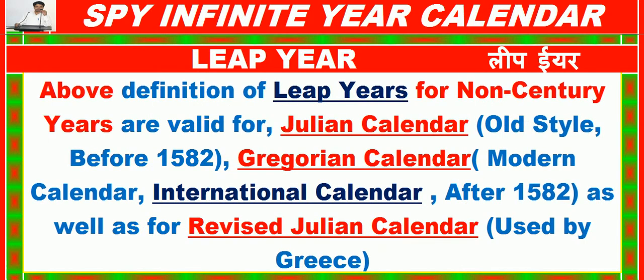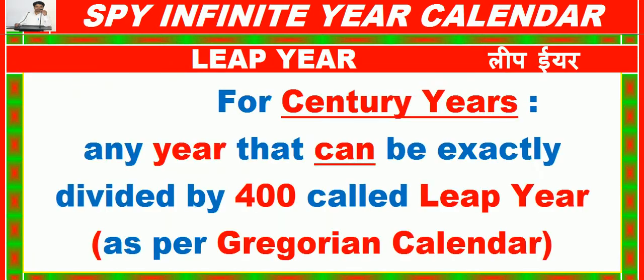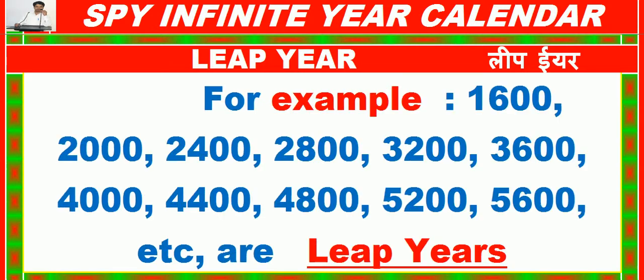The above definition of leap years for non-century years is valid for the Julian calendar old style, before 1582, the Gregorian calendar modern calendar, international calendar, after 1582, as well as for the revised Julian calendar used by Greece. For century years, any year that can be exactly divided by 400 is called a leap year as per the Gregorian calendar. For example, 1600, 2000, 2400, 2800, 3200, 3600, 4000, 4400, 4800, 5200, 5600, etc. are leap years.